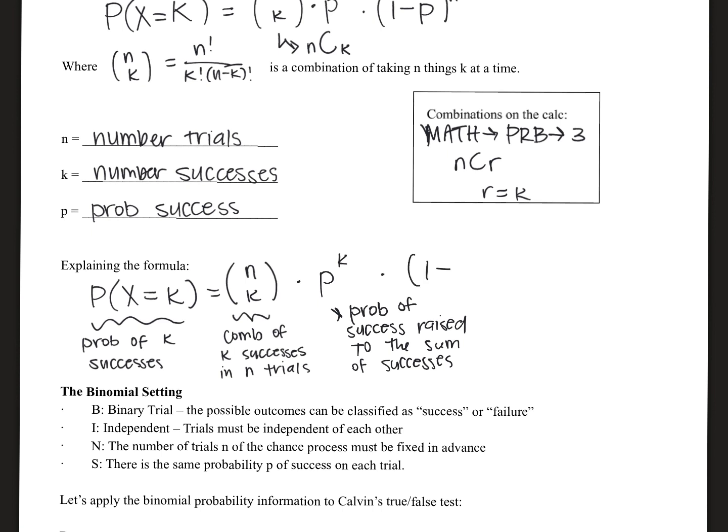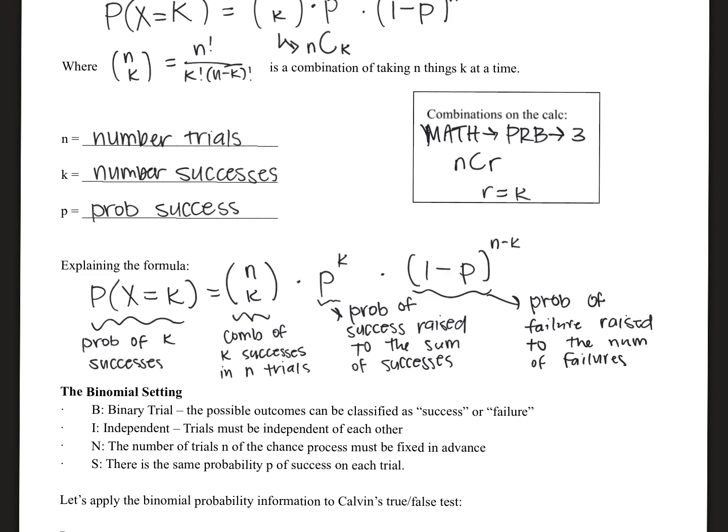And then 1 minus p to the n minus k. So we also have to take into account the probability of failure, raised to the number of failures. So if I got 3 questions correct, I would also have to take into account that I got 2 questions wrong. So this is a much shorter way of doing a binomial distribution instead of creating our probability distribution and then counting, because that's very time consuming.